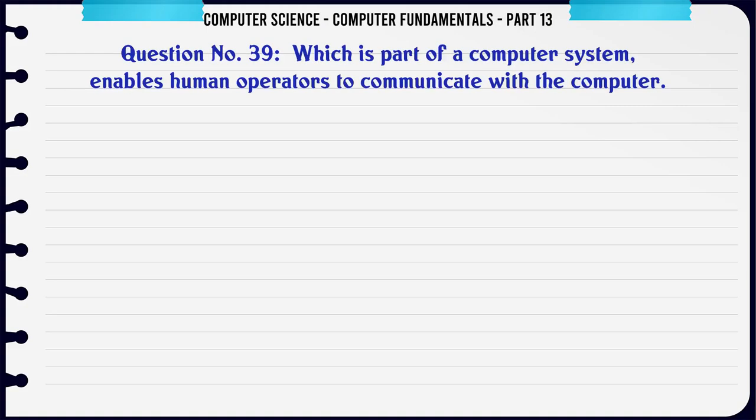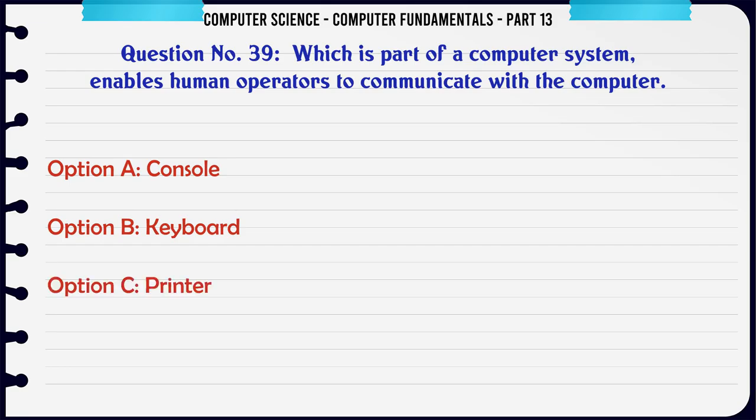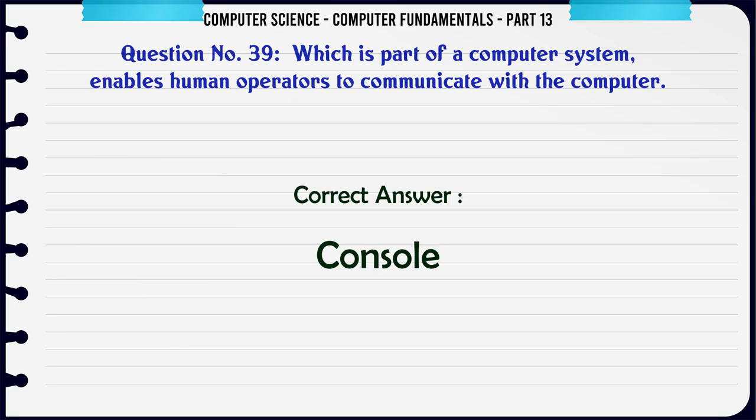Which part of a computer system enables human operators to communicate with the computer? A. Console. B. Keyboard. C. Printer. D. CPU. The correct answer is console.